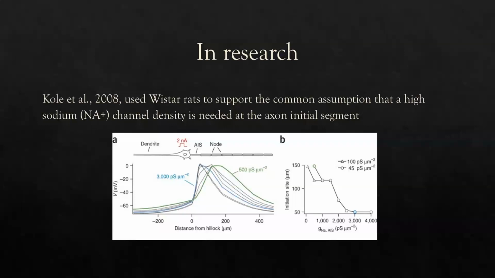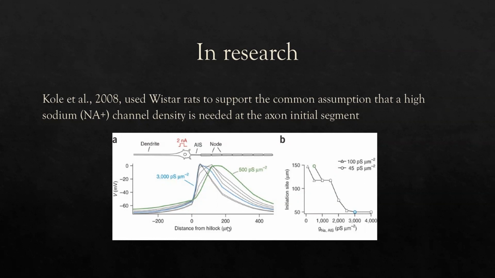So these Wistar rats, that's the name of the rats, were used to support the common assumption that there's a high density of these sodium channels needed at the axon initial segment, which is what the AIS is. I will be saying AIS from here. So further, the Wistar rats were used by the authors to support this assumption. That is the purpose of their research, to support the assumption that there is a higher density of these sodium channels at the AIS compared to soma and dendrites. So dendrites, and then here we have the AIS.